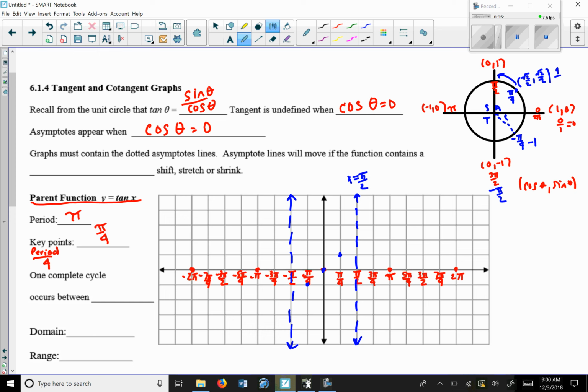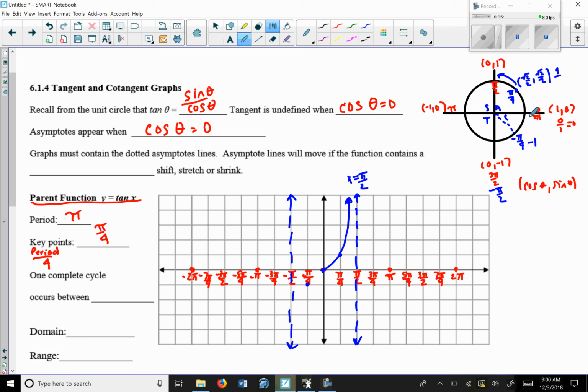So what's happening here? As we're moving on our unit circle going towards pi over 2, notice that my sine is equal to a value of 1 up here, but we have 0. So that means our cosine values are getting closer and closer to 0. So I have 1 over a very small positive number. Remember, that's going to be a very large positive number. So that means my graph is actually going up towards positive infinity.